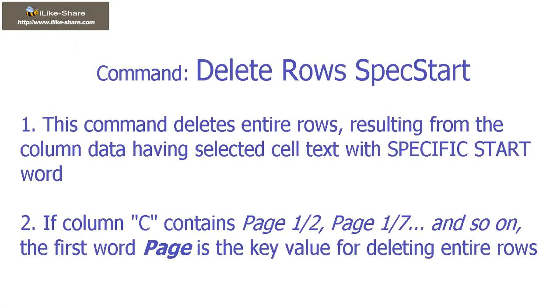This command deletes entire rows, resulting from the column data having selected cell text with specific start word. If column C contains page 1 by 2, page 1 by 7, and so on, the first word page is the key value for deleting entire rows.